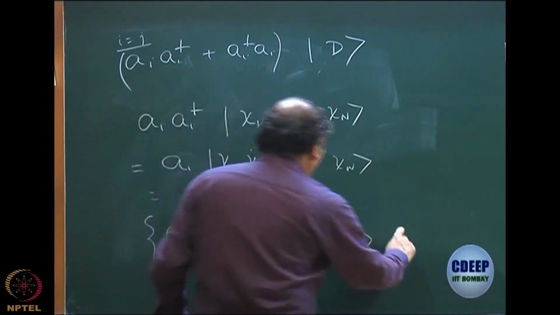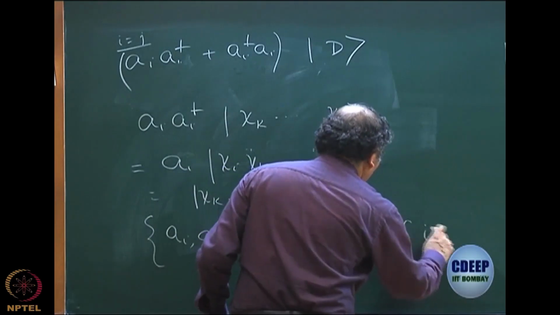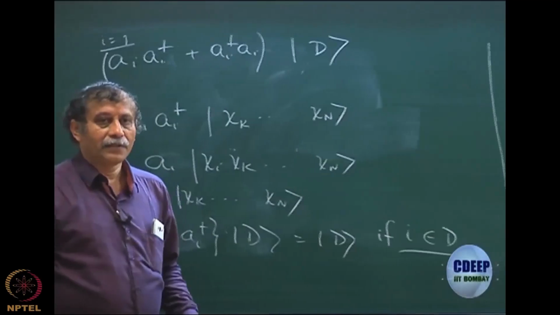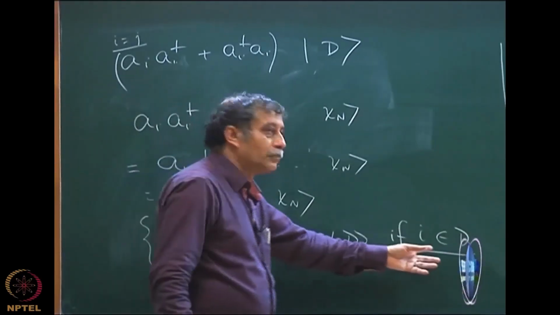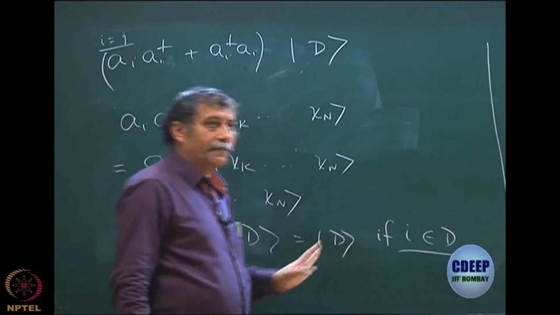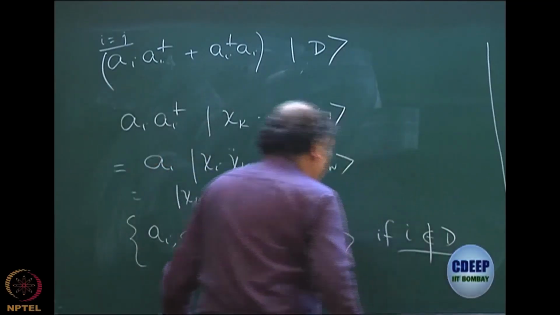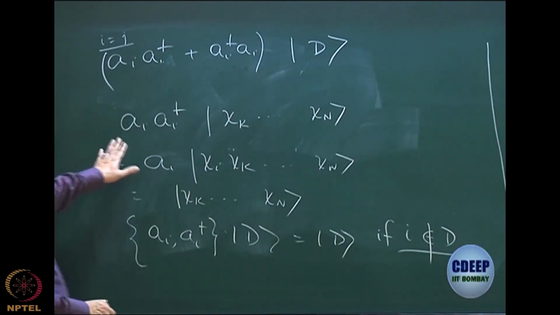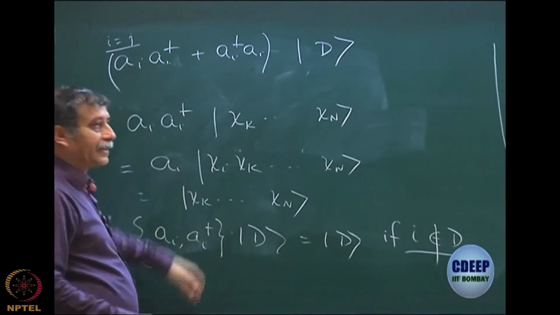If I is not present in the determinant. So, that is a simple way of writing. It is a simple group notation that I is included in the determinant, okay. I is not included in the determinant, that is what I proved, okay. So, then of course, AI dagger will first create and annihilate.